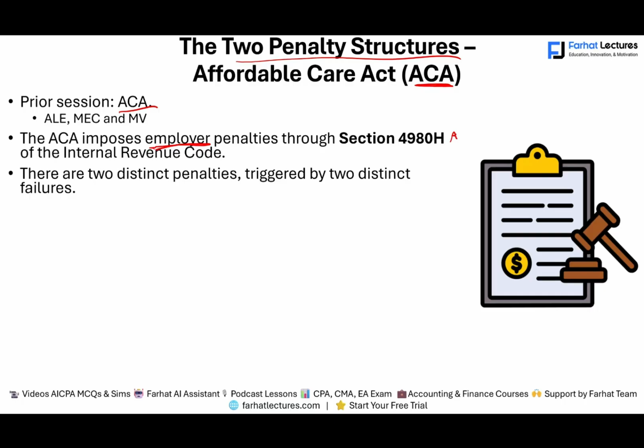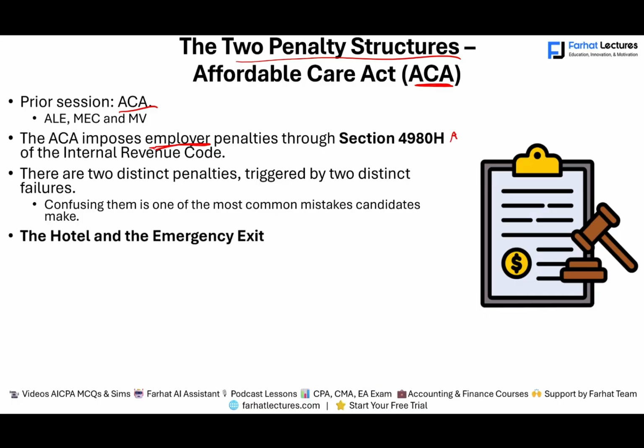I'm going to call them penalty A, or violation A, and violation B. And confusing them is the most common mistake candidates make. So hopefully we will clarify it and you don't have to make this confusion between the two. To explain those penalties, I will be using the hotel and emergency exit analogy.